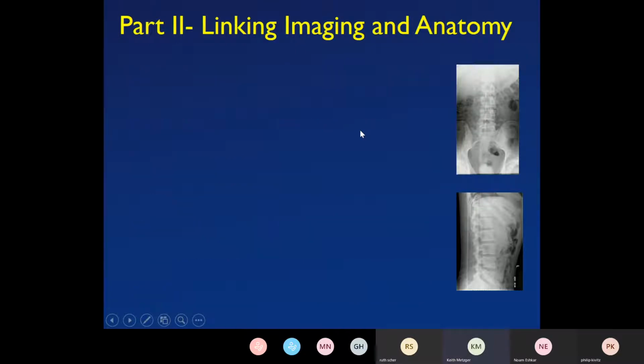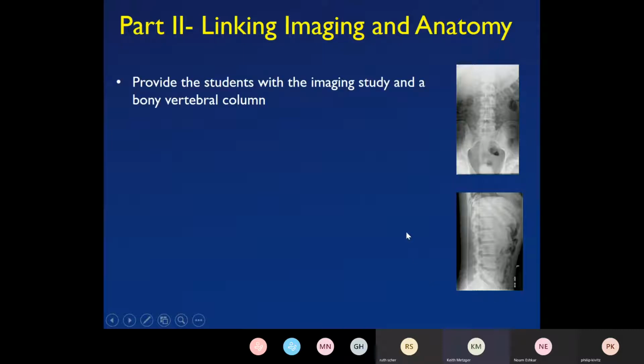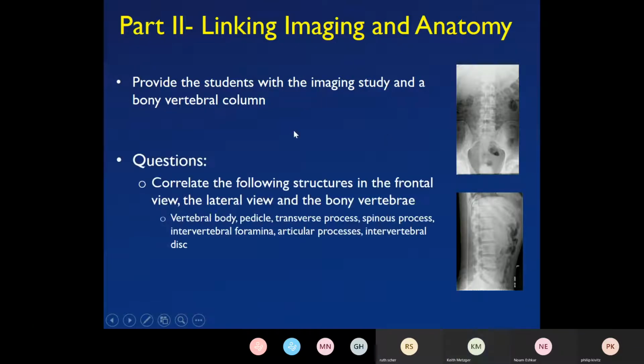Okay, so I'll move on to part two. So part two is linking imaging and anatomy. So linking the imaging studies, and again, we'll use that same very basic imaging study with the anatomy that we're doing that day. I didn't mention this, we'll have large screen monitors for you to use, and we'll provide the students with the imaging study on the monitor, as well as a bony vertebral column.